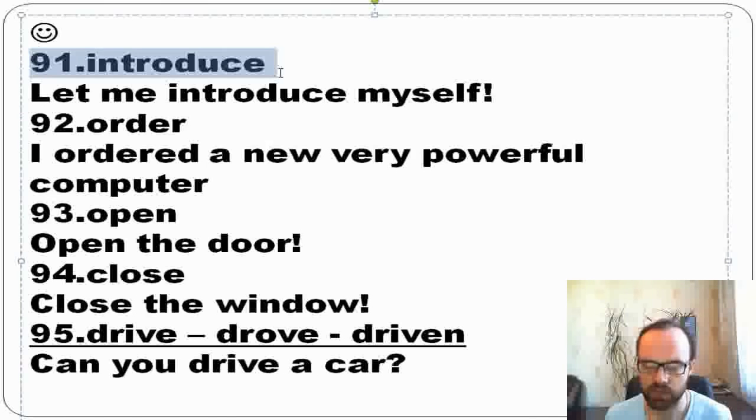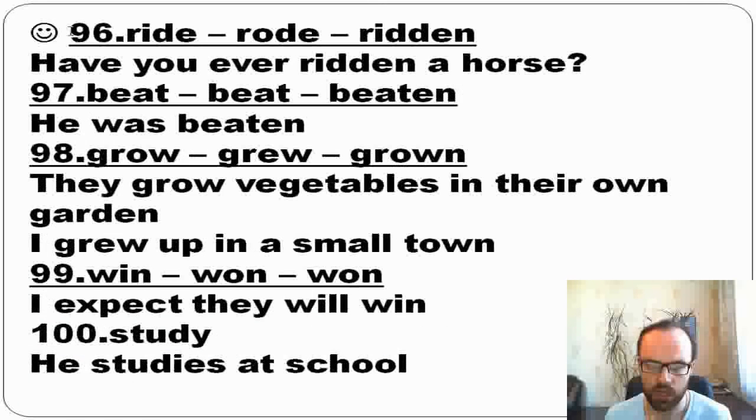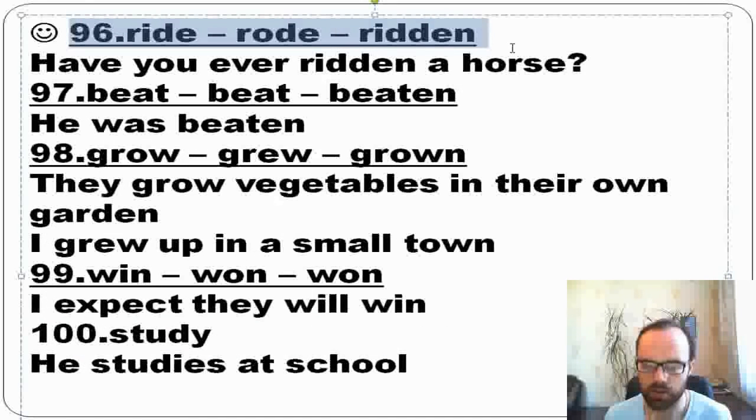Introduce. Let me introduce myself. Order. I ordered a new, very powerful computer. Open. Open the door. Close. Close the window. Drive, drove, driven. Can you drive a car? Ride, rode, ridden. Have you ever ridden a horse? Beat, beat, beaten. He was beaten.